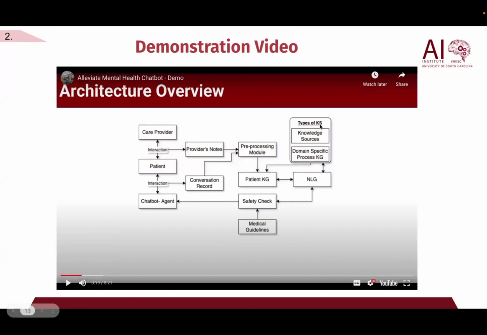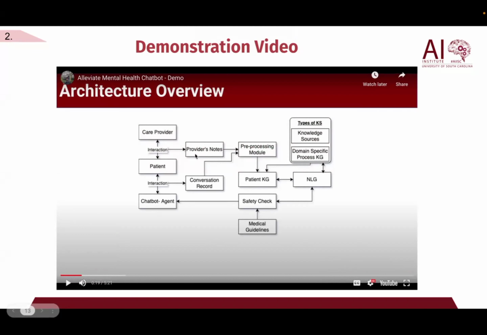So this is the architecture overview. There are knowledge sources involved. There's a natural language generation pipeline. There's a patient-specific knowledge graph that is maintained at all times. There are safety check criteria that are maintained at all times, stemming from an initial bootstrapping from medical guidelines. The chatbot agent is over here.